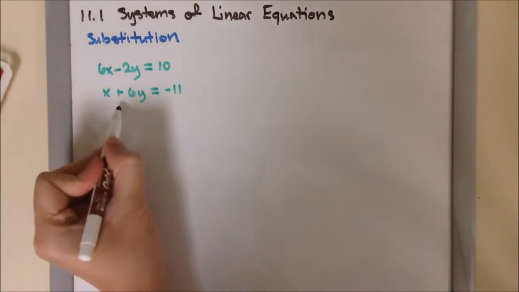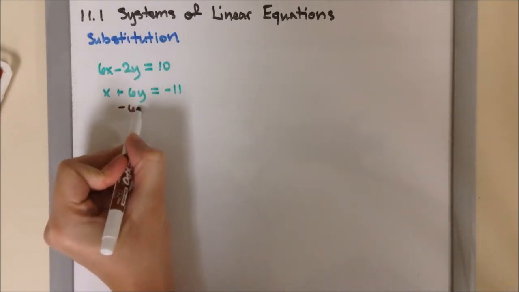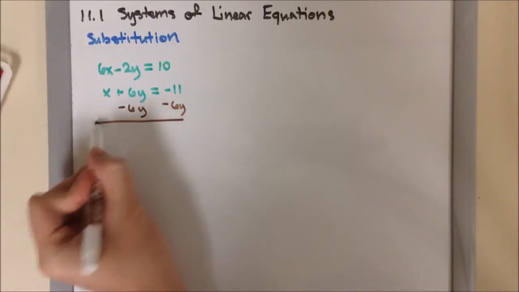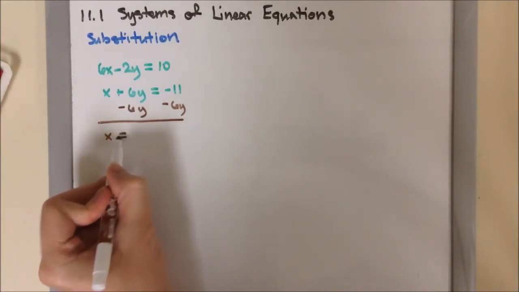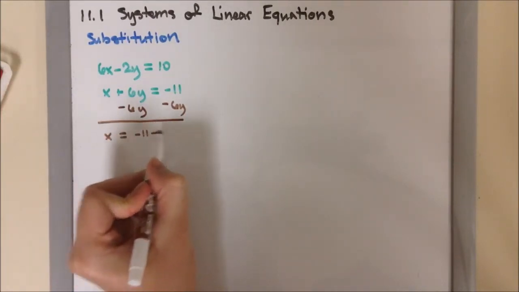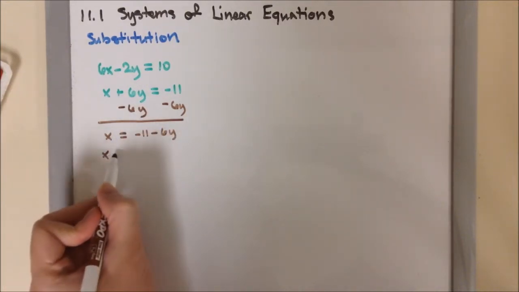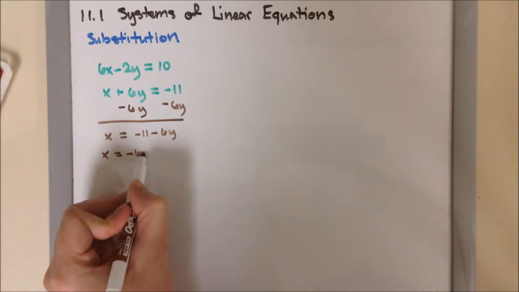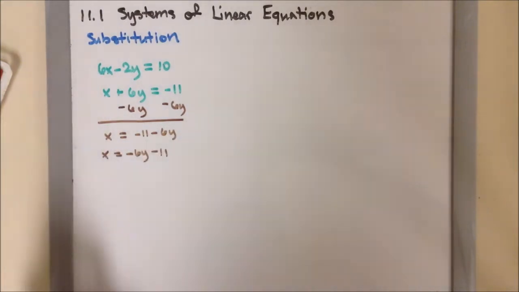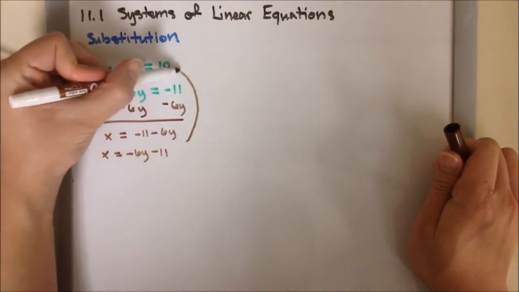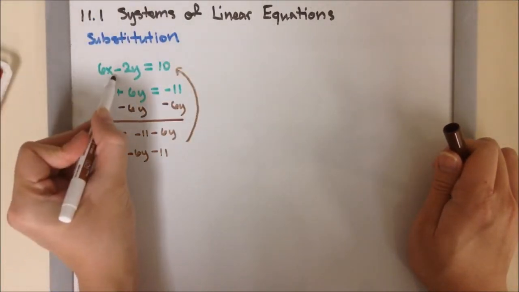So that means I'm going to subtract 6y on both sides, and I'm going to have x equals negative 11 minus 6y. Again, the order doesn't matter. You could have written it as x equals negative 6y minus 11. So now we're going to plug in the second equation into the first, mainly into where x is.